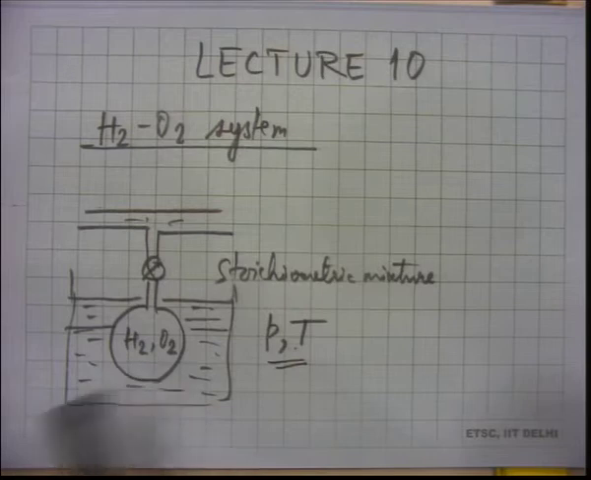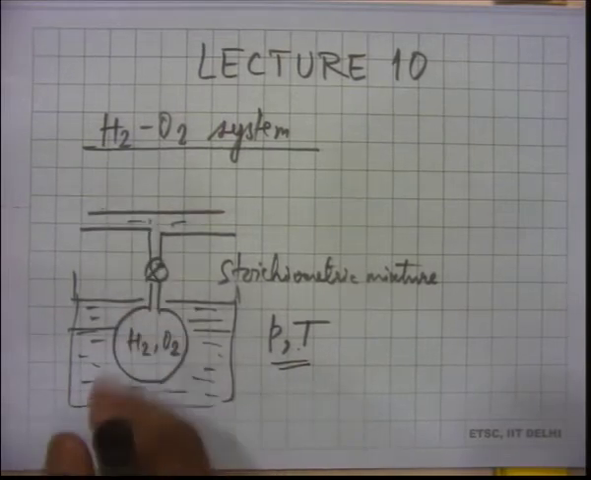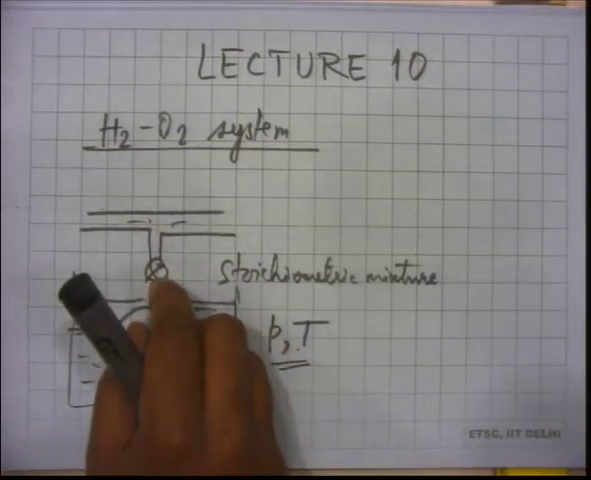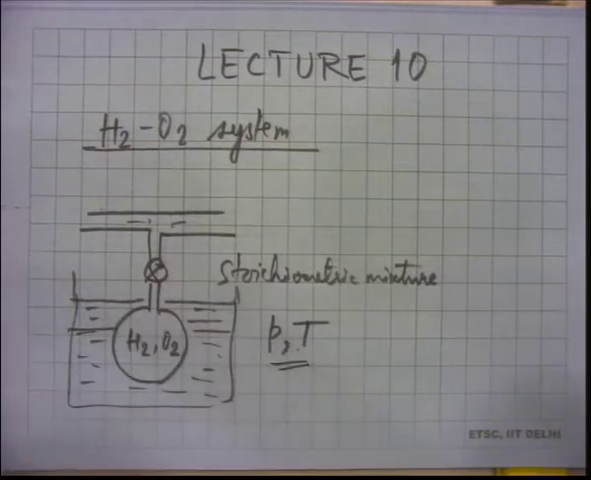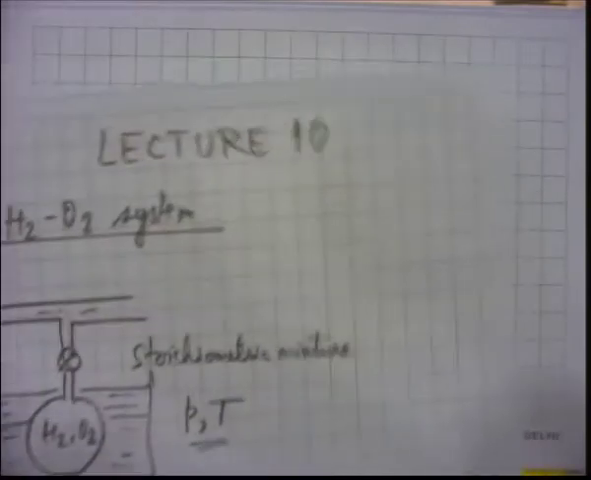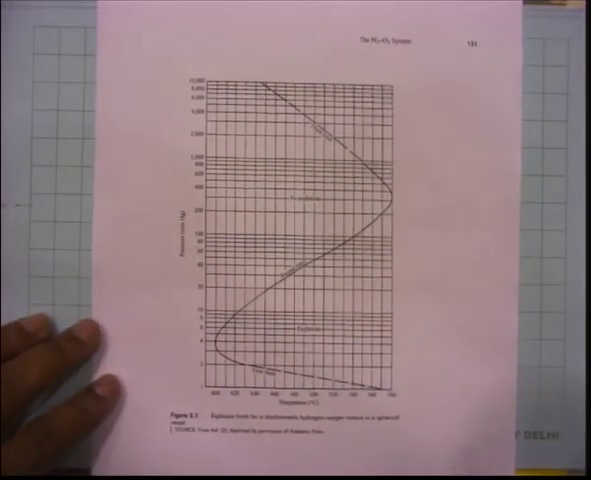So, initially there is nothing, then we send hydrogen oxygen mixture here, and when the pressure builds up to a certain value, we close the valve. So, it has reached some pressure, and also temperature is maintained with the help of a bath. So, it is some pressure and temperature. Now, I am going to show you next an explosion boundary, explosion limit for this case.